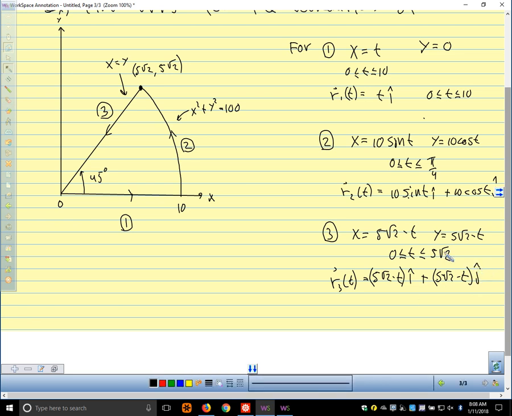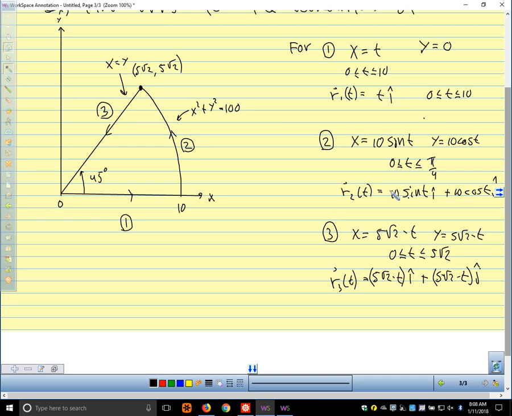And for this particular parameterization of that curve, we'd have 0 less than or equal to t less than or equal to 5 square root 2. You could parameterize it in different ways. This seems like a nice way, definitely a nice way for the circle. All right, questions there?